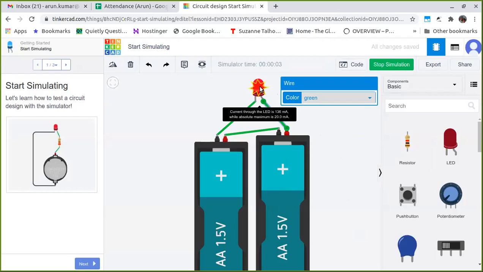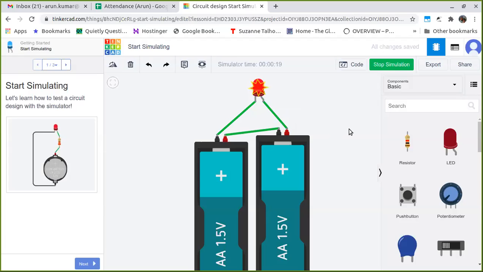Then I went on the LED, and the LED says current through the LED is 136 milliampere, while the absolute maximum that the LED can handle is 20 milliampere. So if you think about it, that tells us what the resistor does. And I think you can draw a connection between what happened in this simulation, as against what we were trying to examine in terms of the working of the bulb.